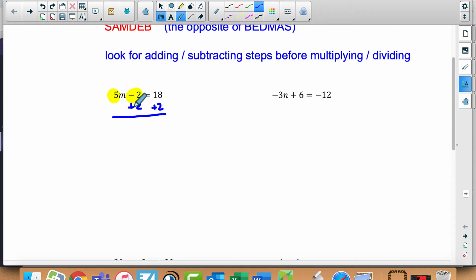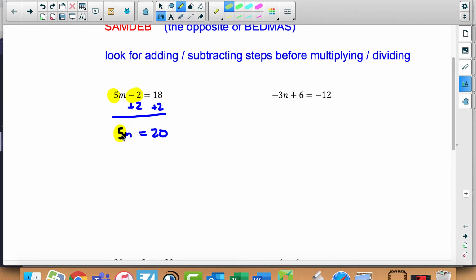So this minus 2 plus 2, that's gone. What's left on this side? You still have 5m. So it's not perfect. We want to get that m by itself, but at least we've simplified it. And on the other side, we have 18 plus 2, which is 20. Okay, we still have to get rid of this 5 here.